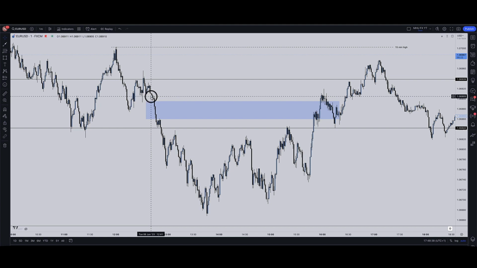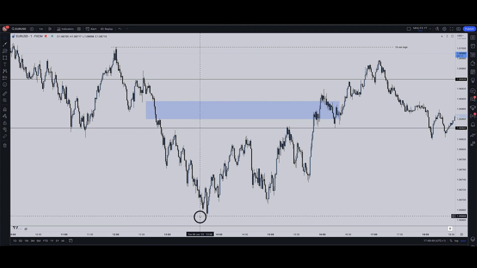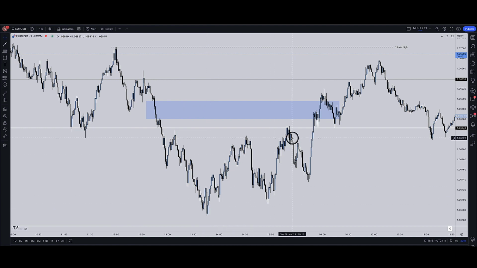You can see only sell candles here. No buy candles whatsoever, just sell candles here. After price dropped, made a new low, I waited for a retracement back up into my first point of interest, which was this imbalance over here. This was my first point of interest, which was the imbalance.